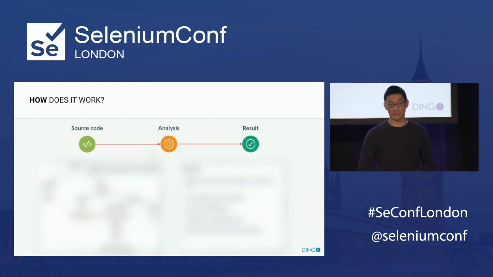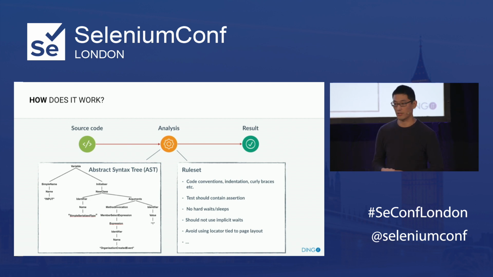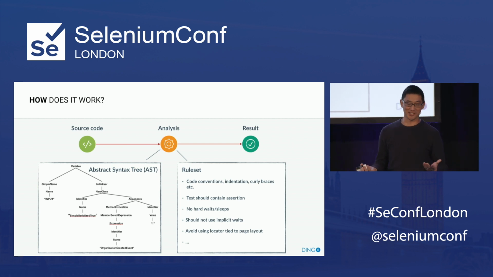So how does it work? There's a very simplified graph. So you take the source code, and the linter analyzes it. So it breaks every statement down into a so-called abstract syntax tree. So it's a node tree of all your statements. And then you have a rule set like indentations, code conventions, or like, tests should contain assertions, right? Simple rules. Well, I've seen many tests without assertions in practice, which is always surprising to me.